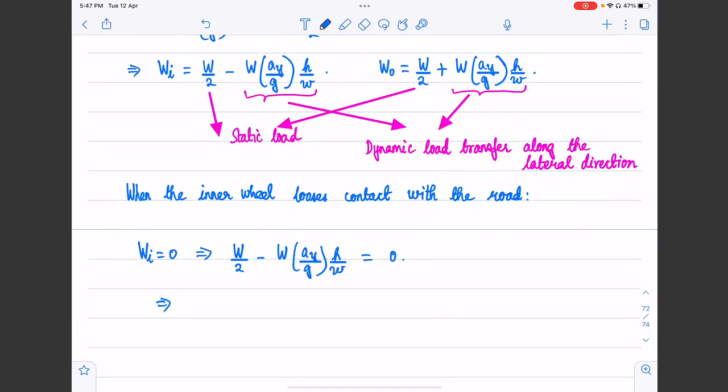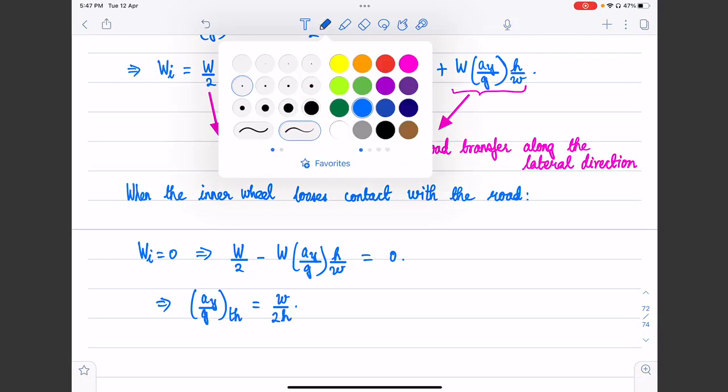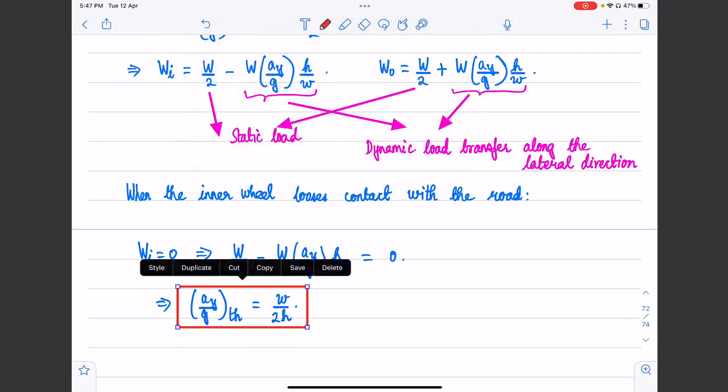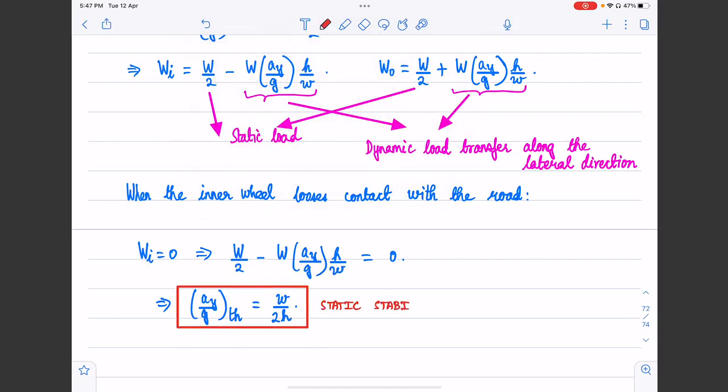If we simplify this, W and W get cancelled. The critical lateral acceleration, or the threshold lateral acceleration at which this rollover will happen, is obtained as w by 2h. This is what is called the static rollover threshold. This is commonly used to evaluate how good the vehicle is against rollover. This is what is called the static stability factor.